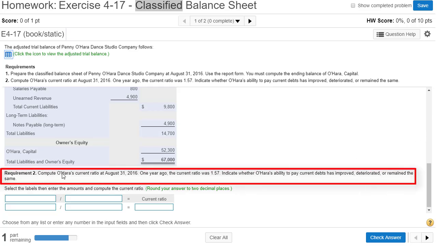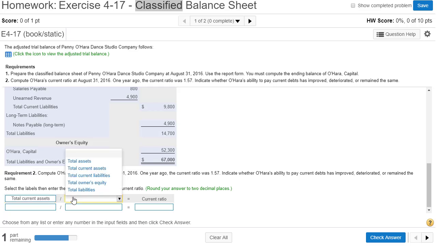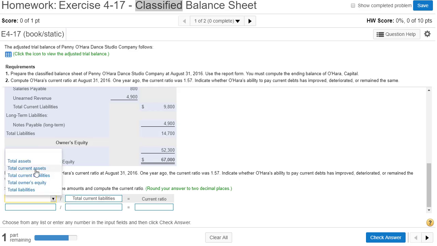Requirement 2, compute O'Hara's current ratio as of the end of August. One year ago, the current ratio was 1.57. And then we need to figure out if it's improved, gotten worse, or remained the same. So first of all, what's the formula for the current ratio? As you probably recall, the formula for current ratio is total current assets divided by total current liabilities. What it's trying to measure is how much current assets you have to pay off your current liabilities.